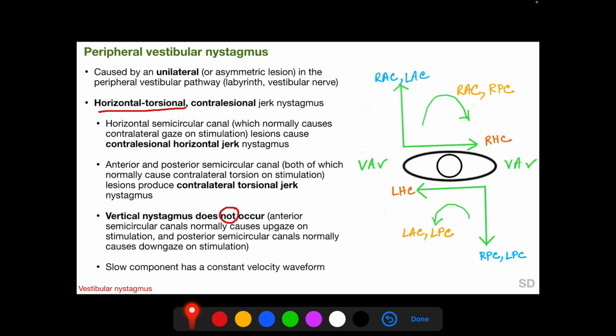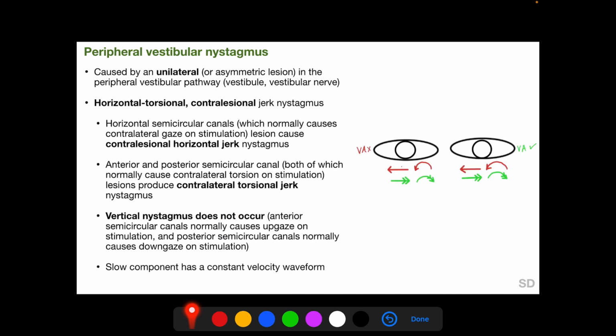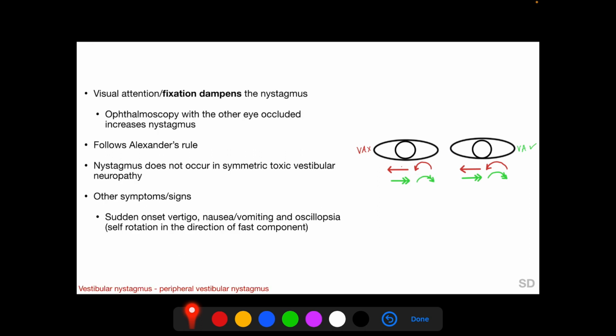An examination of the nystagmus waveform shows a constant velocity in the slow component of the waveform of peripheral vestibular nystagmus. So when the peripheral vestibular apparatus of the right side is affected, we get a jerk nystagmus which is combined horizontal and torsional in the contralesional direction. In contrast to congenital nystagmus, visual attention and fixation decreases the intensity of a peripheral vestibular nystagmus. As a result, if we do ophthalmoscopy of one eye with the other eye occluded, we will find an increase in the nystagmus of the eye being examined.